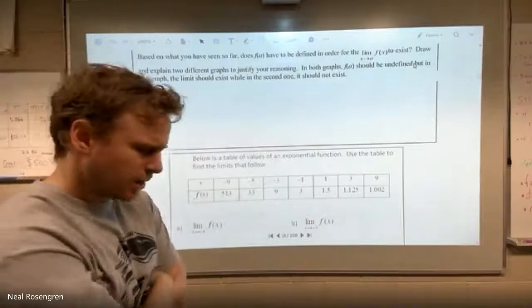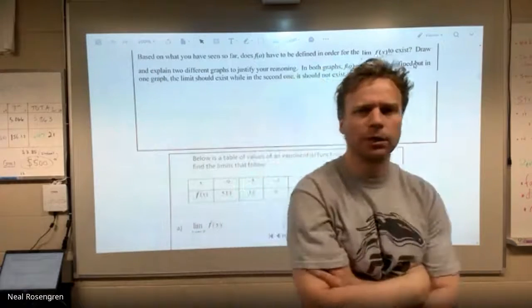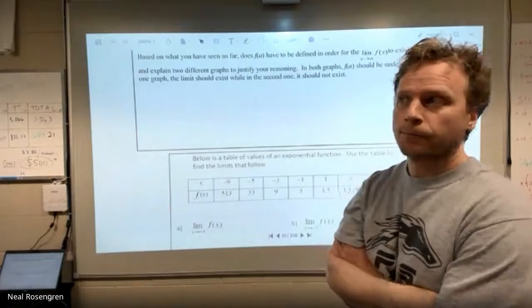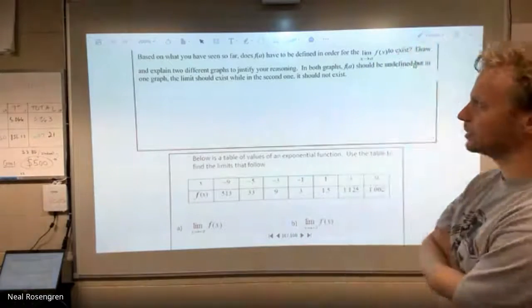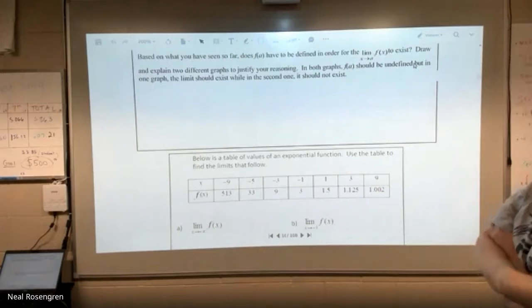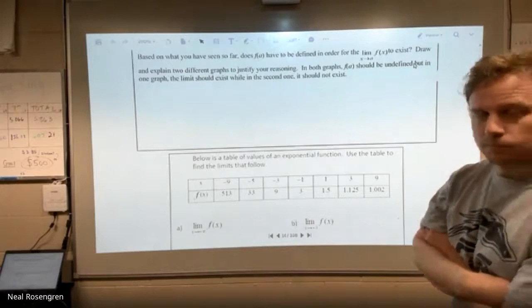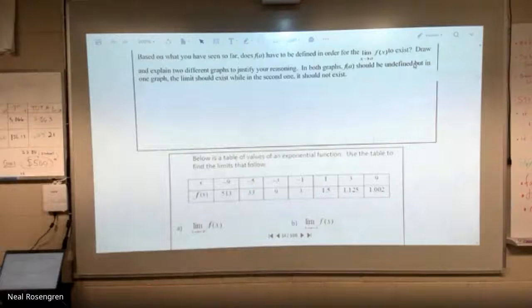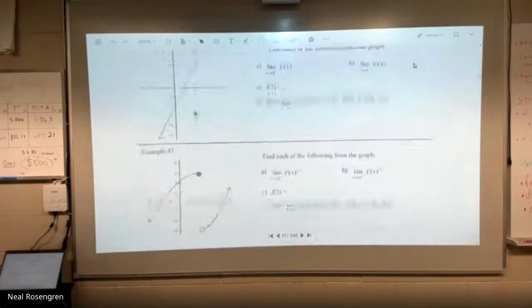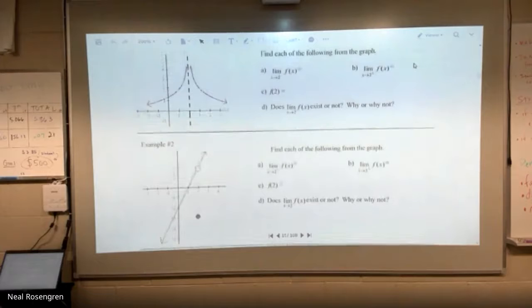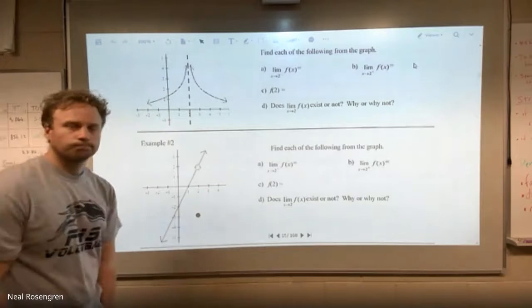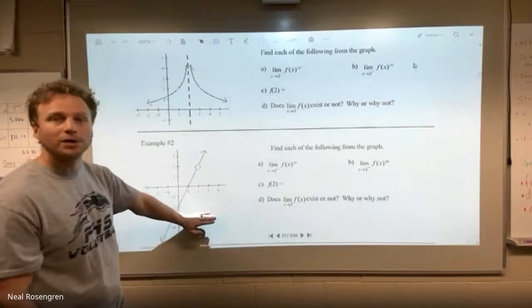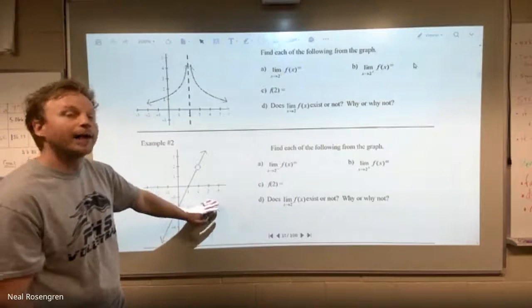What do you think? Does the function have to actually have a y value at a point for the limit to exist at that point? No, because you could have a hole and the limit would still go to a different point. Imagine that one, right? The one I was just talking about. If that point wasn't there, it doesn't change anything about our calculus limit, right?